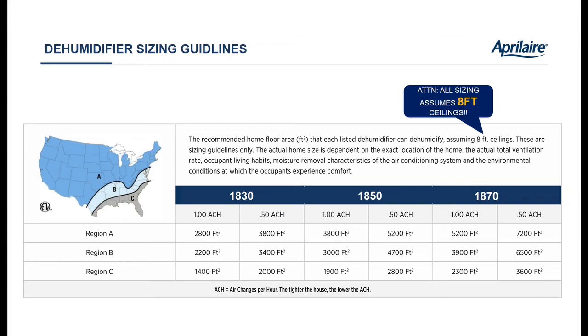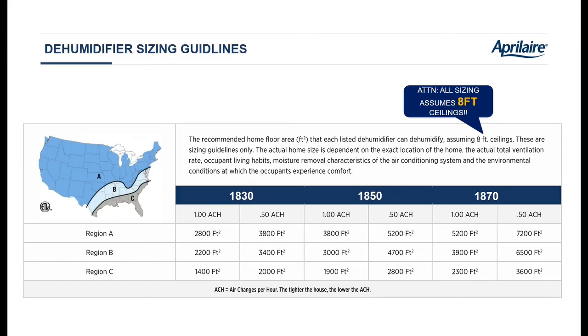An older home that has not had a lot of renovations done might be 1 air change per hour, just to give you a ballpark idea. The key here is you can't oversize a dehumidifier. So if you're not sure, go with the 1 air change per hour. And of course, call our tech support group. They'll be happy to help you figure that out.